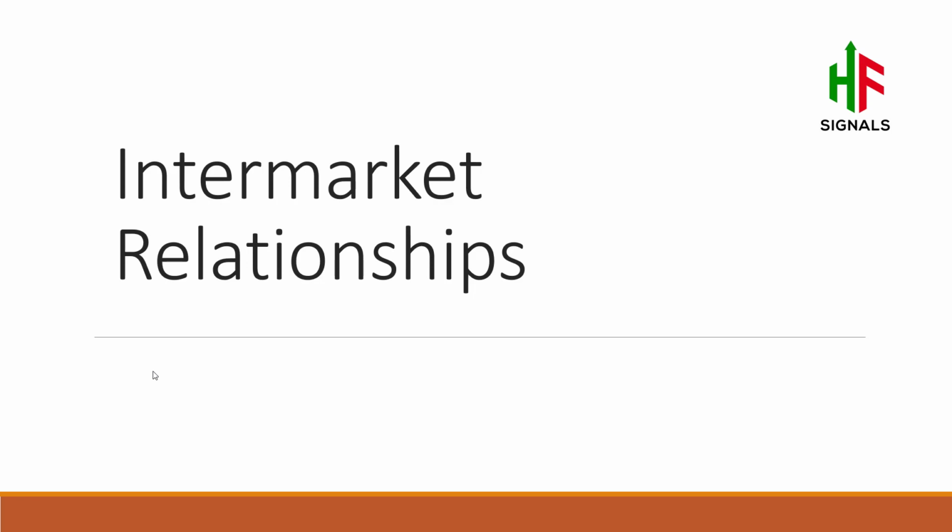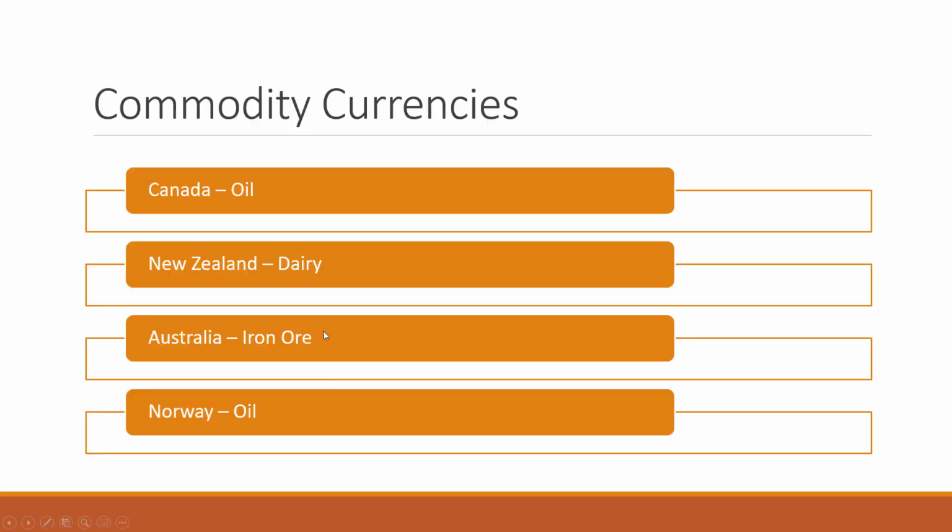Now, in this video, we'll take a look at some of the intermarket relationships that we tend to look at on a regular basis. As I said, there are hundreds out there, so you'll learn more throughout your trading career, but these are the main ones that we tend to focus on from a global macro perspective. So the first thing we'll look at is commodity currencies.